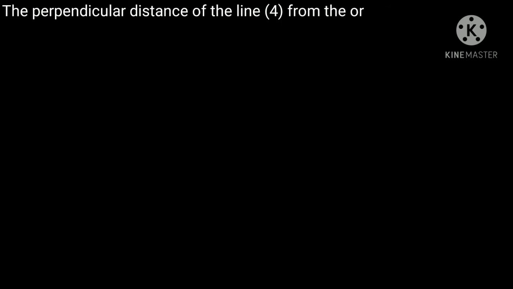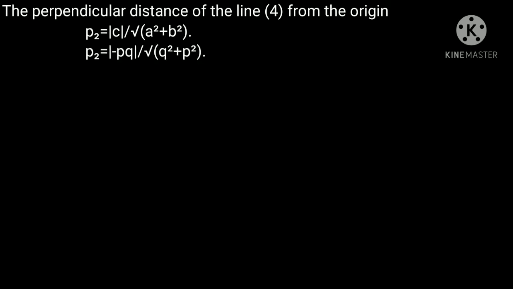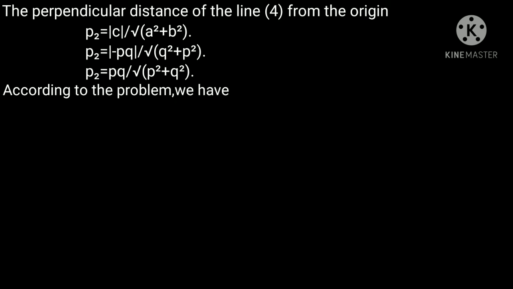The perpendicular distance of the straight line 4 from the origin is p2 equal to, again the formula, mod C by square root of A square plus B square. Here also substitute the values of C, A, and B. Then p2 equal to modulus of minus pq by square root of q square plus p square. Then p2 equal to pq by square root of p square plus q square. According to the problem, we have p1 equal to p2.